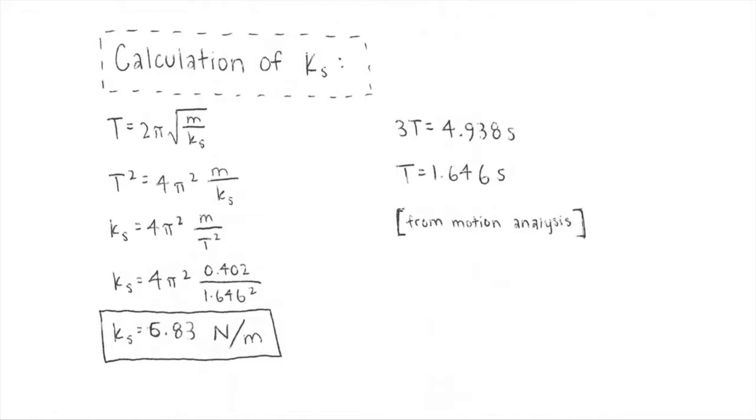The next value I calculated was the spring constant, Ks. In order to calculate Ks, I first calculated the period, T. This came from the video. I took the average of 3 oscillations of the mass spring system, and I obtained a time of 1.614 seconds. Then I plugged this value into the equation for period, and I solved for the variable Ks. I obtained a value of 6.83 newtons per meter for my spring stiffness constant.